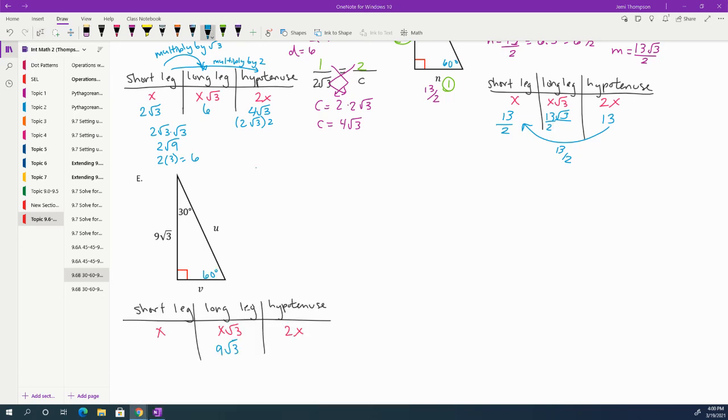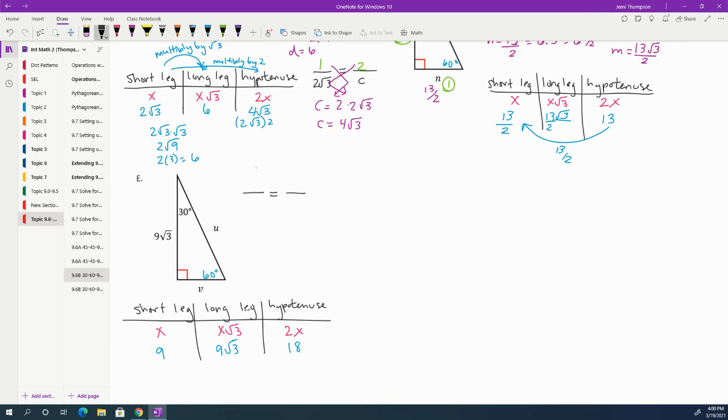All right, so I've got my setup here. Hopefully you already did it. If I look at this table, I've got my long leg, which is 9 radical 3. Remember, that's the same as x radical 3. So what's the short leg x? Hopefully that's easy to tell that it's 9. And then my hypotenuse is just double that, so it's 18. So those are my answers.